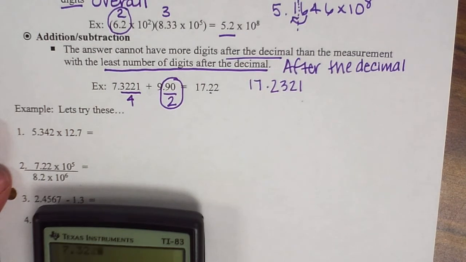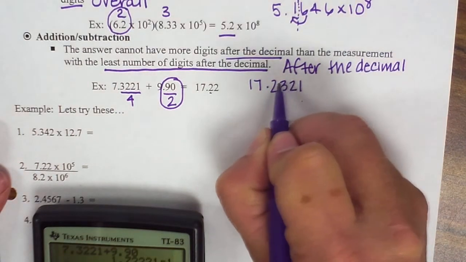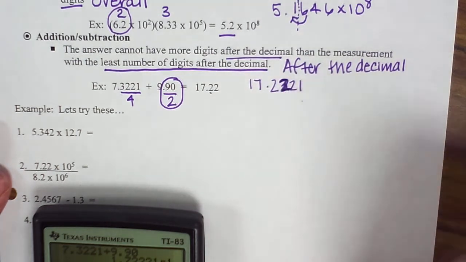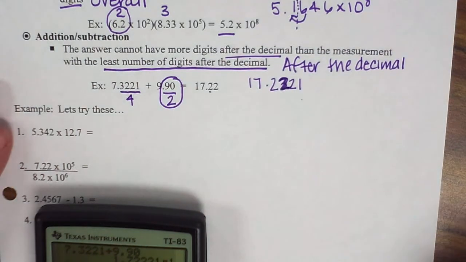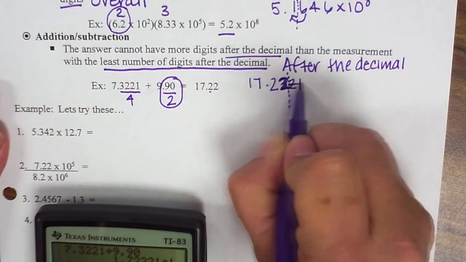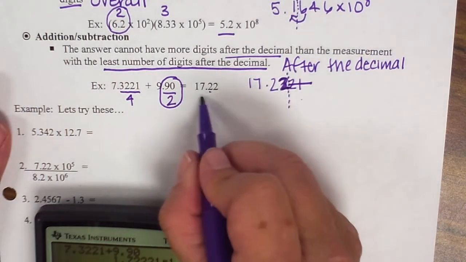7.3221. Right, so this is 2, 7, 2, 2. My mistake. Okay, everybody okay? Sorry, I had the wrong number. All right, so now I draw my line here. 2, 2, 1. All right? So my answer is 17.22.